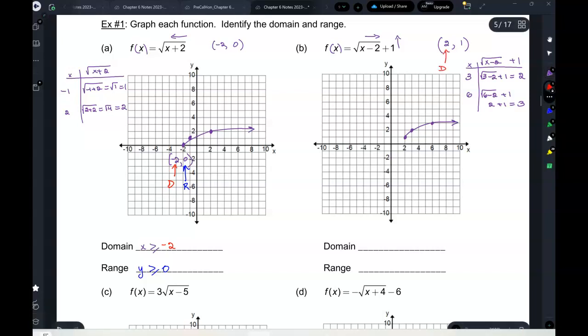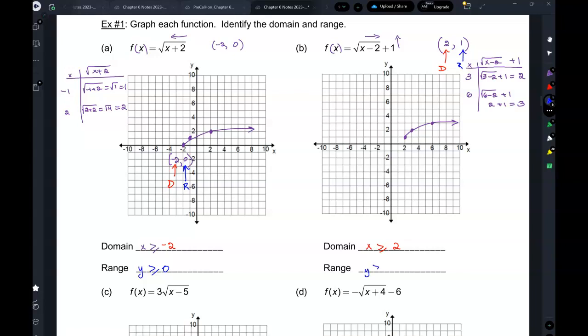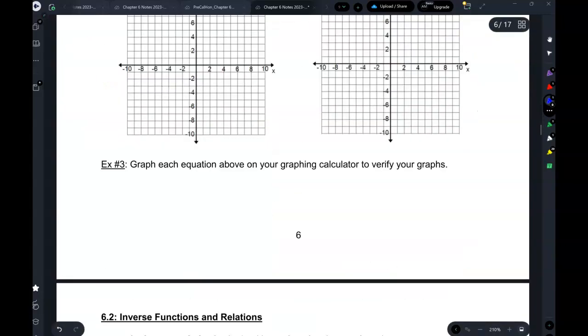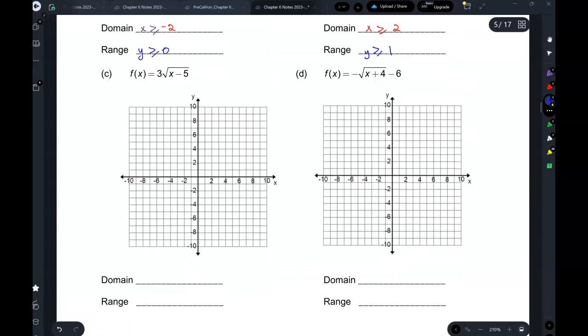So the domain will be with the 2, okay? So domain: x is greater than or equal to 2. And this number goes with the range. So what would the range be? What do you guys think? Greater than or equal to 1. Okay. All right. So let's do this next one.